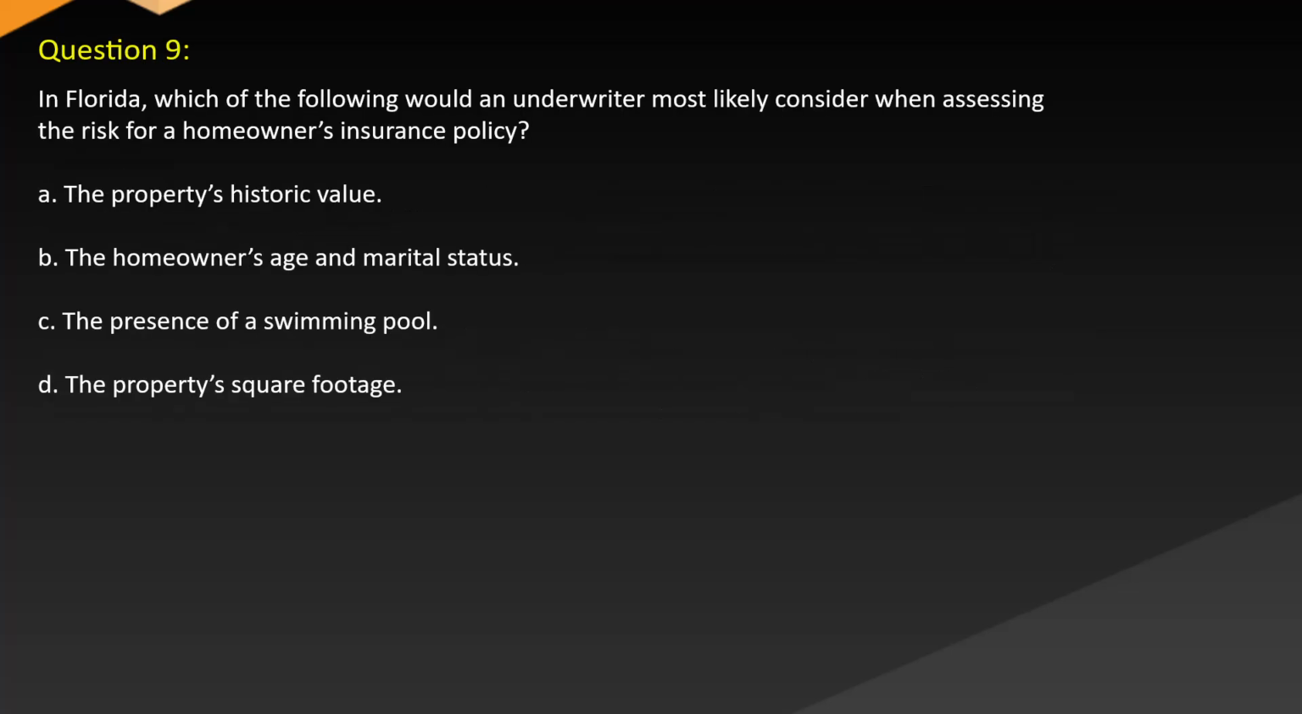Question 9. In Florida, which of the following would an underwriter most likely consider when assessing the risk for a homeowner's insurance policy? A. The property's historic value. B. The homeowner's age and marital status. C. The presence of a swimming pool. D. The property's square footage.